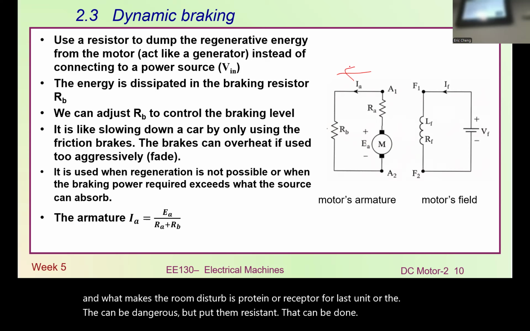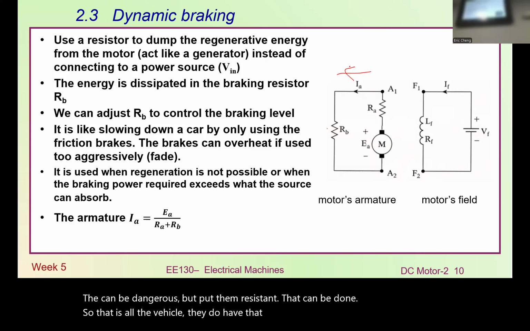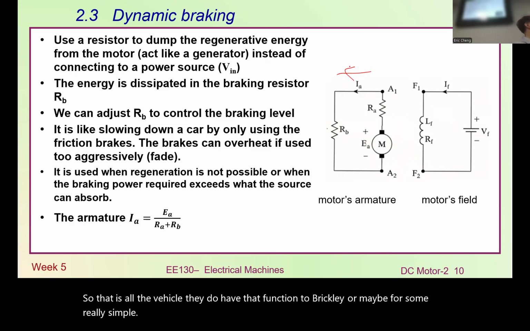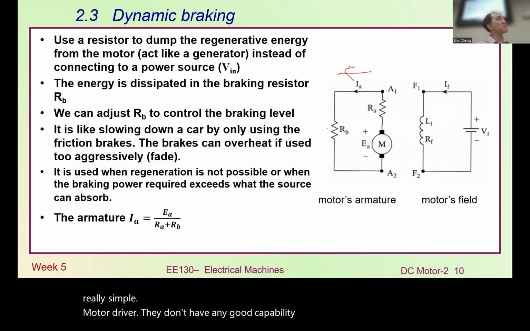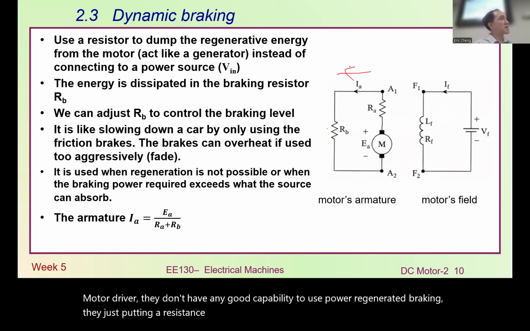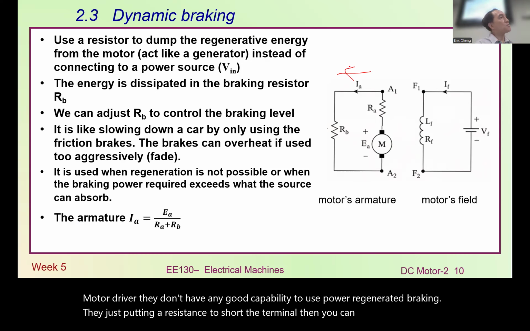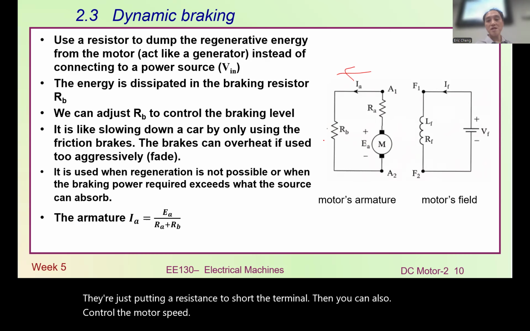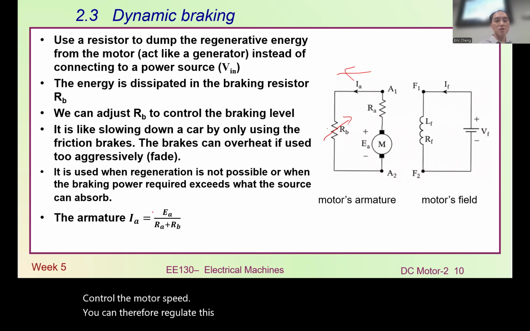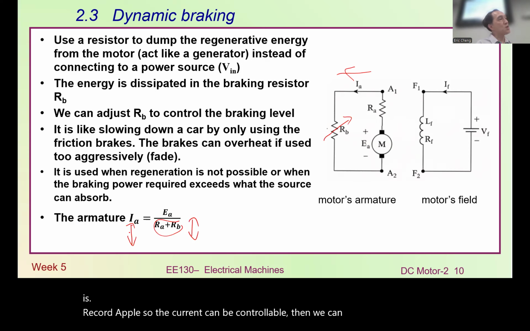So in all the vehicles they do have that function to brake it. Or maybe for some very simple motor drivers, they don't have any good capability to use power regenerative braking. They just put in a resistor to short the terminal. Then you can also control the motor speed. You can regulate this resistance, so you can control the amount of current. If the resistance is regulable, so the current can be controllable, then we can also control the motor speed. So this is also quite simple and straightforward.